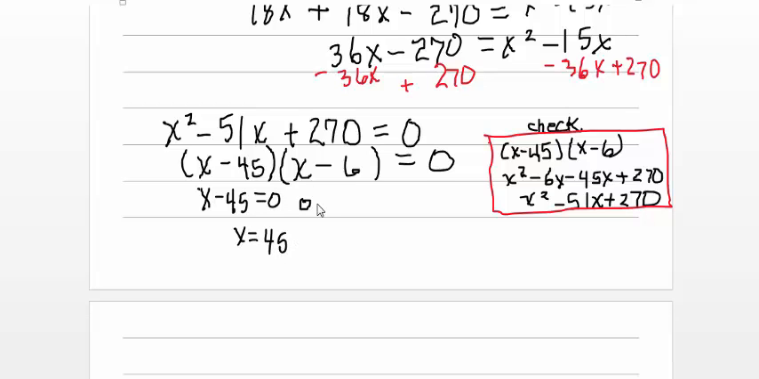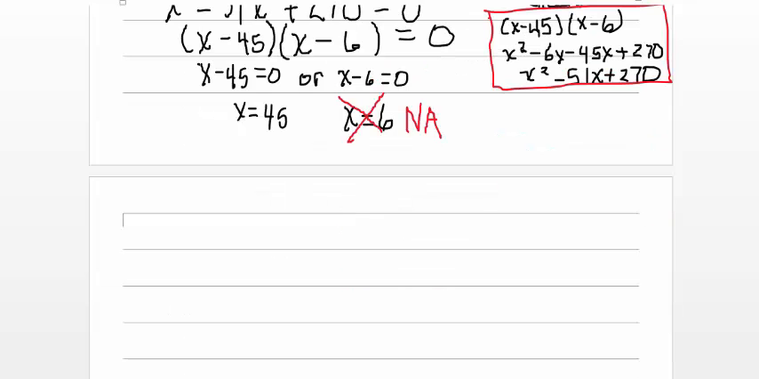So x minus 45 is 0 or x minus 6 is 0. That means x is 45 or x is 6. Now when I look at these two possibilities, x equals 6 minutes doesn't make any sense because it took the twins 18 minutes to do the job together. So person B cannot do the job alone in 6 minutes. But x equals 45 does make sense. So it would take person B 45 minutes to mow the lawn alone.